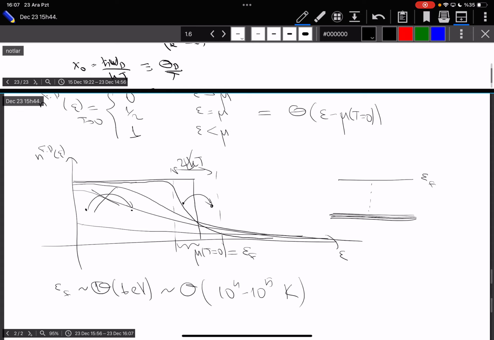This is what you will get eventually. You see, this is 1/2. Which basically tells me that the chemical potential starts from a positive value. It gets smaller as you increase the temperature. Eventually it can become negative.